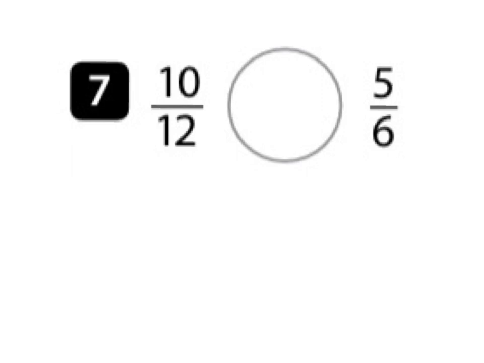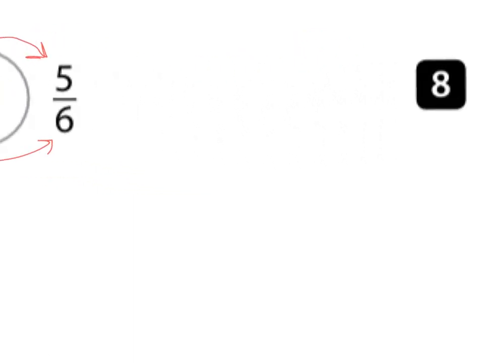So when I look at number 7, I notice something right away. I notice that 5 is half of 10, and I notice that 6 is half of 12. So automatically, I can see that these two will be equal to each other. These two are equivalent, and to check my work I can just use division. Whatever you do to your numerator you must do to your denominator, and 10 divided by 2 will give me 5, and 12 divided by 2 will give me 6. So I know these fractions are equivalent. They're equal to each other.